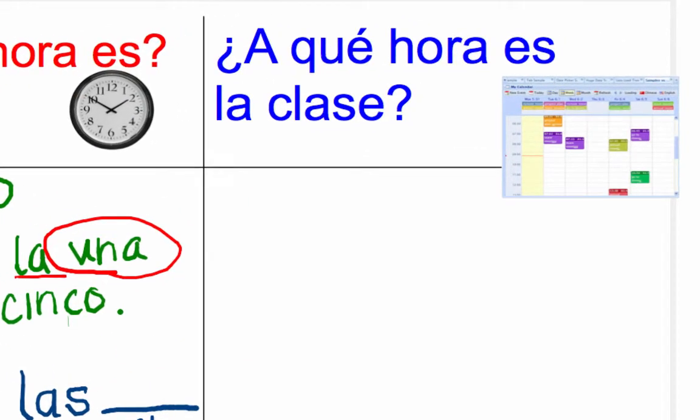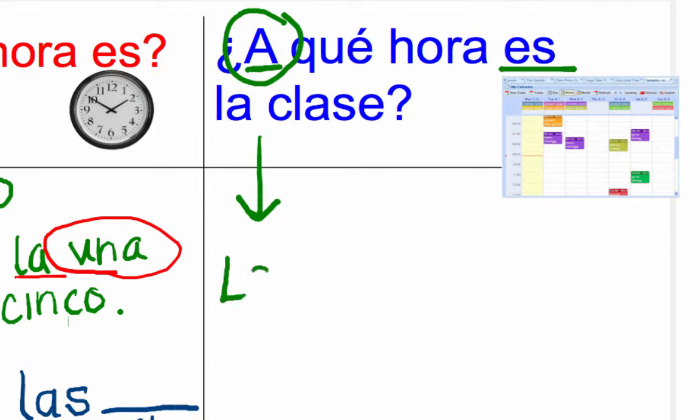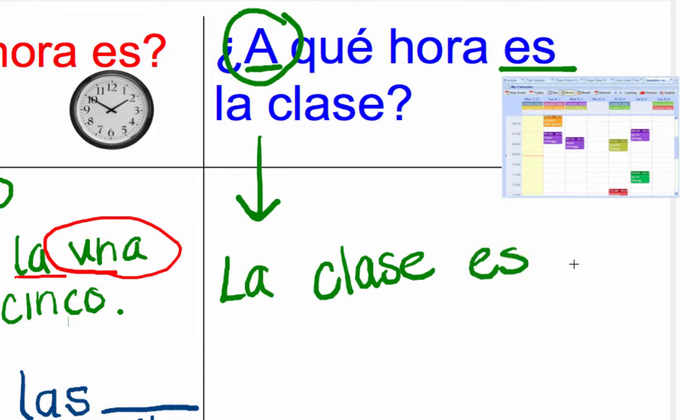Now the second question that we're going to work on is at what time is a class? Now if there is an "a" in the question, there must be an "a" in the answer. So for example, we're saying what time is the class? So we'll start off with la clase es a las 7, for example.